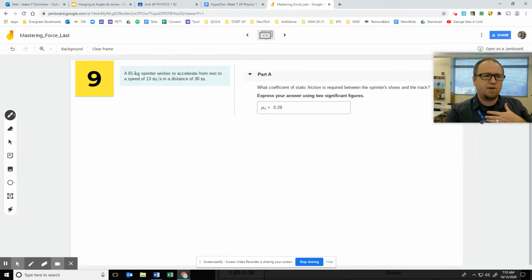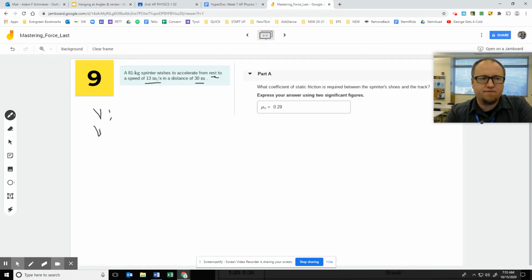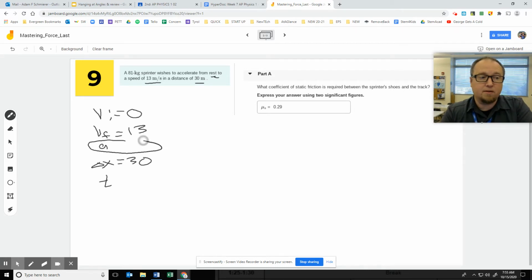Hit next. Here we go. We have a sprinter who wishes to accelerate from rest to a speed in a distance. Are you noticing that they're giving us this information right here? So initial is 0, final is 13, displacement is 30. Since we're dealing with forces, what's the variable I want? I want acceleration. I'm not concerned about time. Once I get that, I'm going to do F net equals ma.